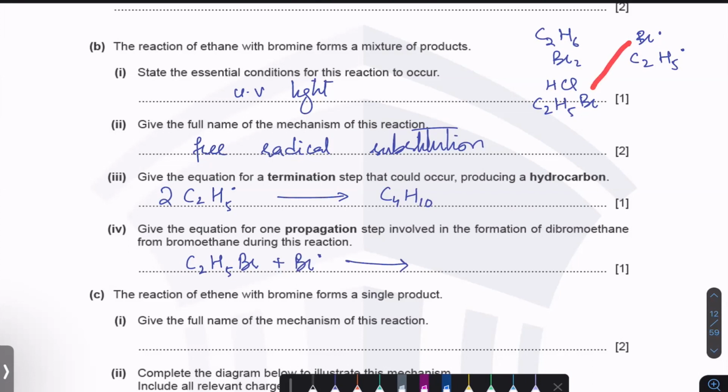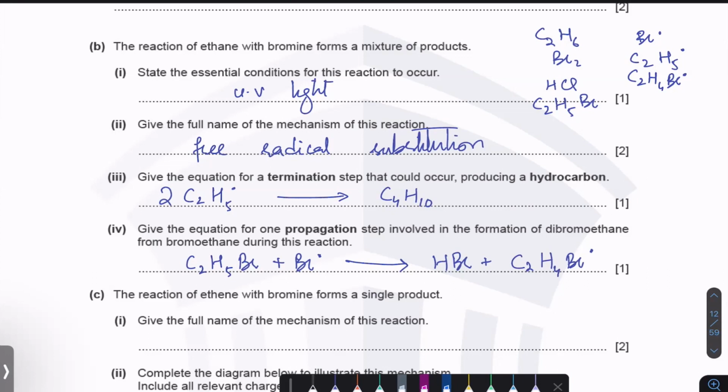When these two react, what will I get? I will get HBr by removing this hydrogen here, and now I have C2H4Br radical. Of course, now the next step is this collides with this to make dibromoethane. Okay? So this is one propagation step. Of course, the second propagation step is there, which gives me the molecule that I want to make.